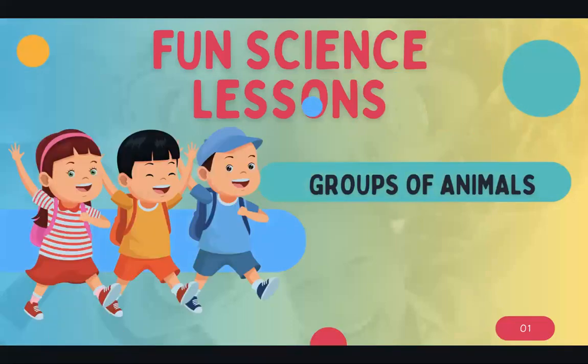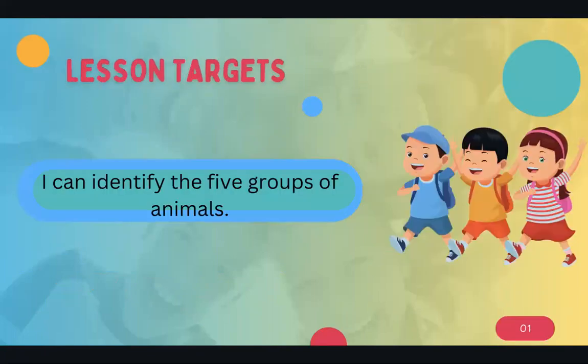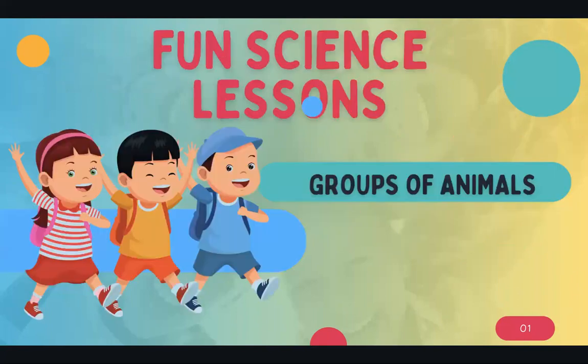And so today we will be talking about groups of animals. This is one fun science lesson again. I have several of them. Okay, so let's start with our target. Oh, I'm sorry, I'm so fast. Our target today is to identify the 5 groups of animals. Also, I would like you to give at least one example of each group of animals.